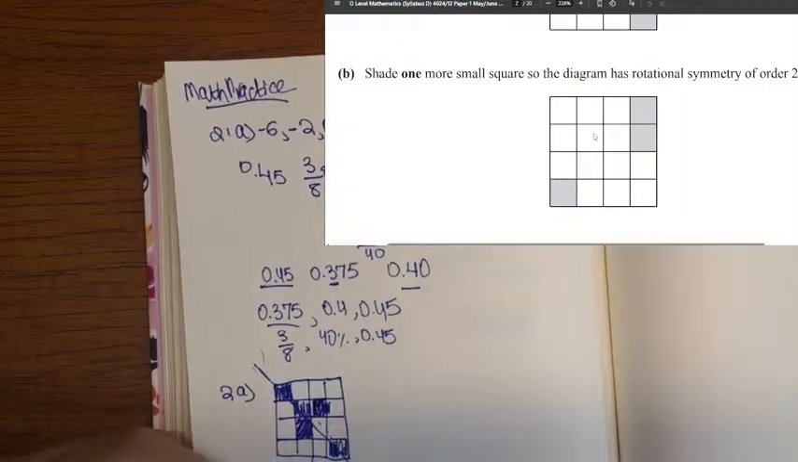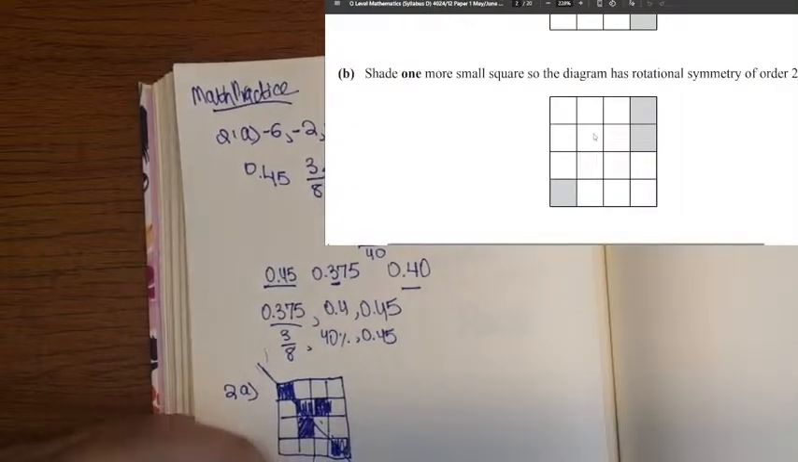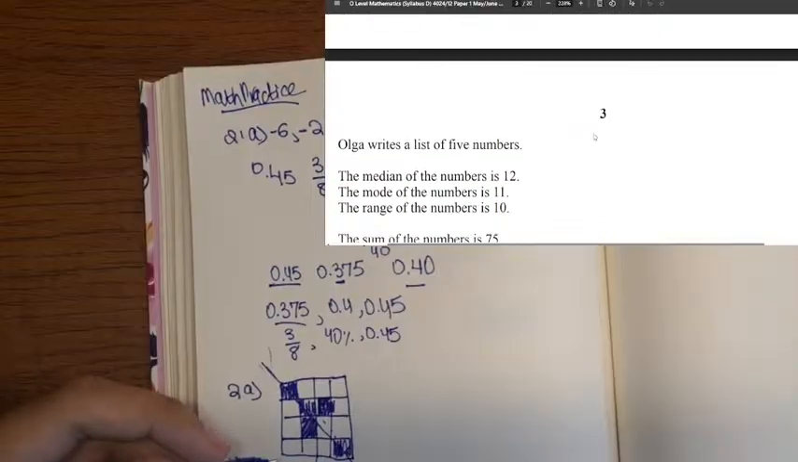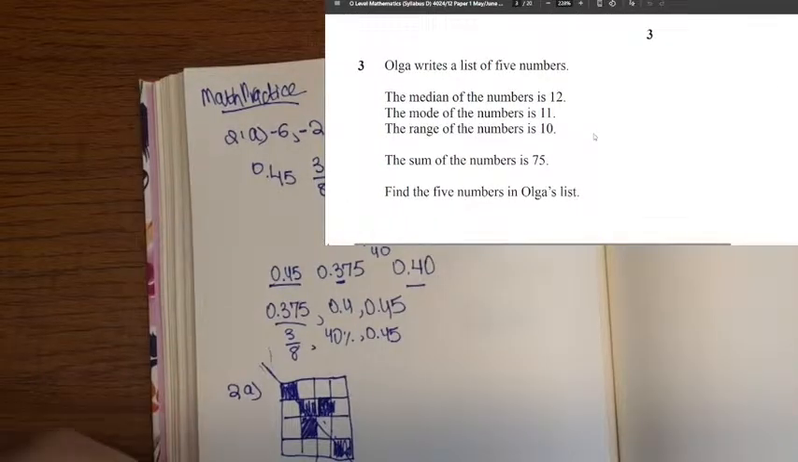When it rotates another time, they'll come here, and this will come here. So as you can see, it will fall back to its original position, and that's why it will have order 2. Let's move on to the next question. This is a question that has statistics in it.